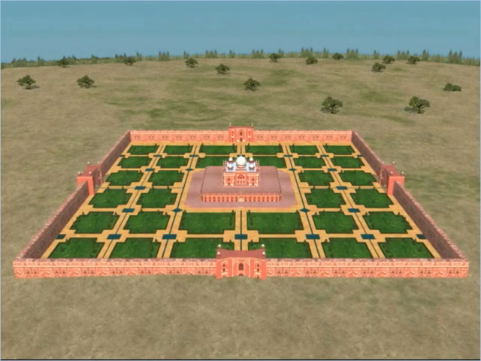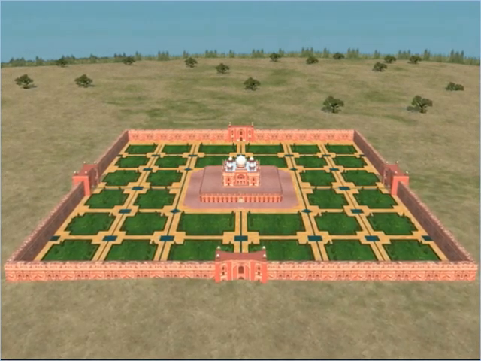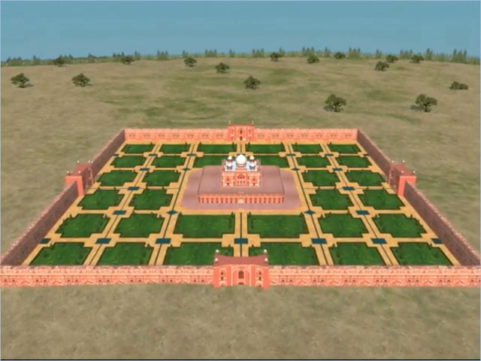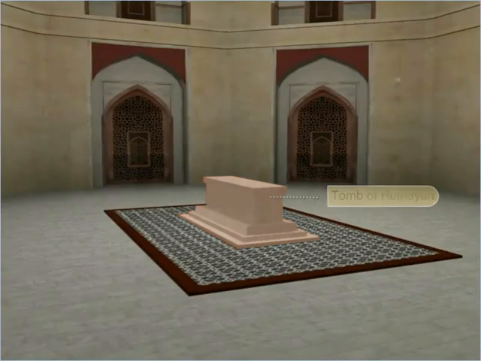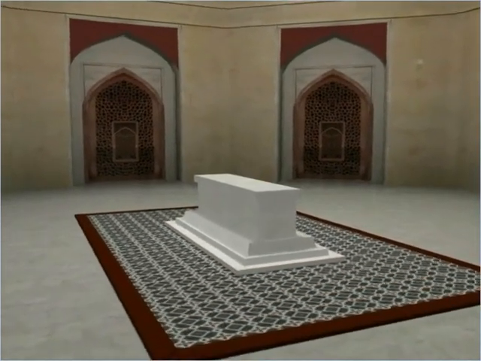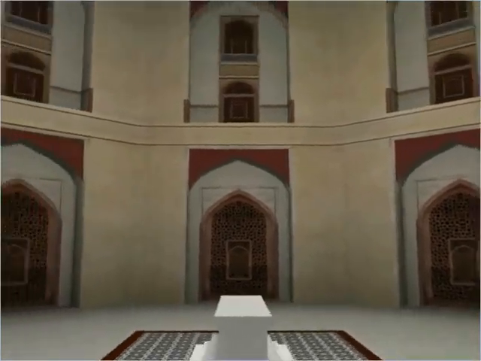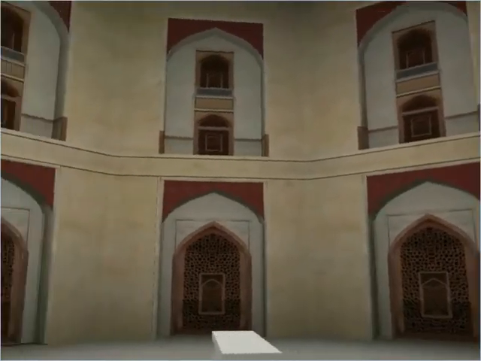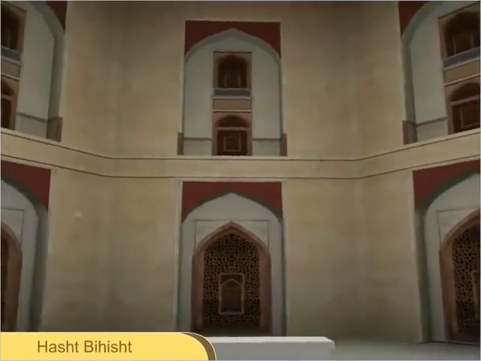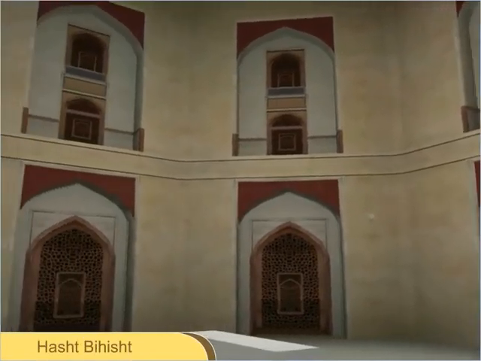This pattern was introduced by the first Mughal emperor Babur. A Chahar Bagh is usually located on a river bank. The tomb of Humayun is placed in the central hall of the building and is surrounded by 8 rooms. The architectural plan of the building is based on the principle of Hasht Bihisht, literally meaning 8 paradises.